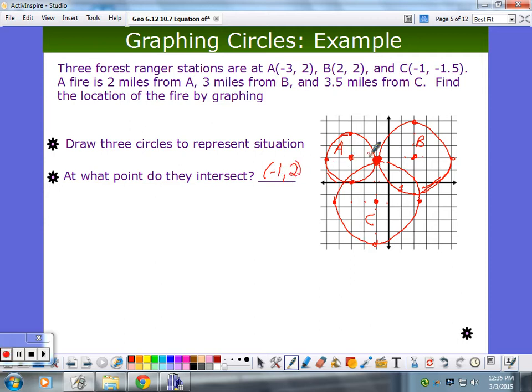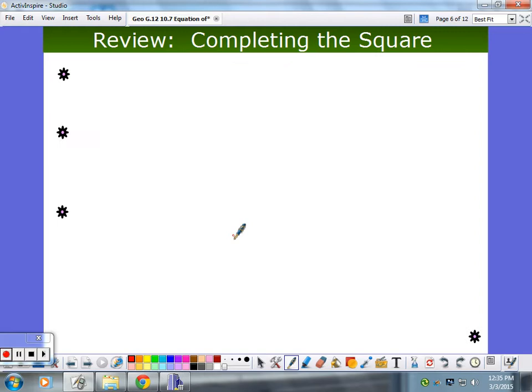Does that make sense? Yes, sir? I probably don't. I'm trying to get it. Yeah, just saying that it's 2 miles from A and 3 miles from B would only be this point anyway. But they gave me 3, so I'm using 3. Okay. Excellent. Okay, so here's where our warm-up comes into play, completing the square.